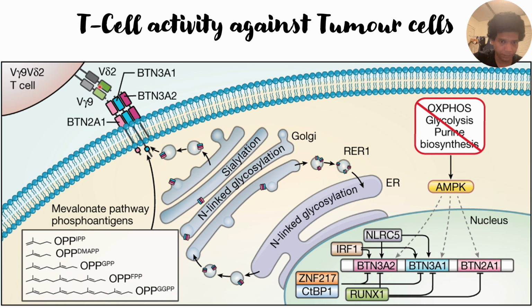The immune response of these T cells will finally lead to the death of the tumor cells within the patients. So I hope you have understood this new finding of T cell activity on tumor cells, especially of V gamma 9 V delta 2 T cells.